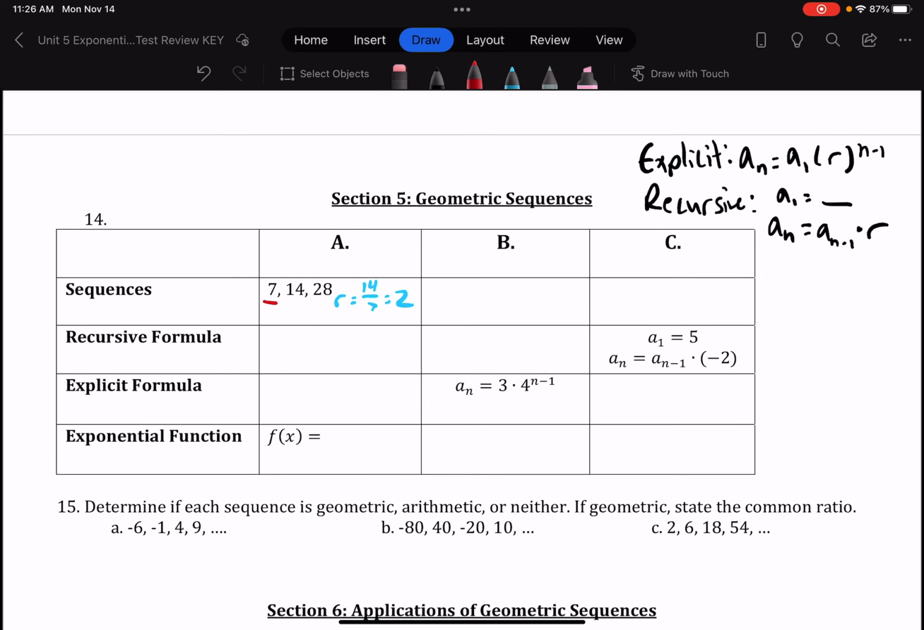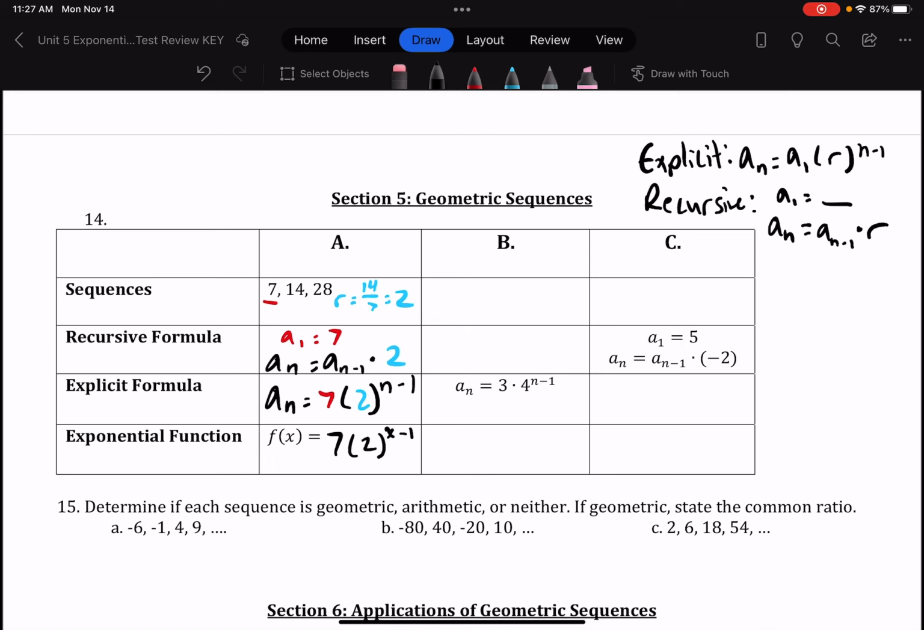So when I write my recursive formula, I can say that a sub 1 is equal to 7, and that my recursive formula is a sub n is equal to a sub n minus 1 multiplied by my common ratio of 2. My explicit formula then is going to be a sub n is equal to 7, which is my initial value, multiplied by 2 raised to the n minus 1 power. And in order to write this as an exponential function, I'm just going to have f of x is equal to 7 times 2, and I'm going to replace my n variable with x. So this is going to be to the x minus 1 power.